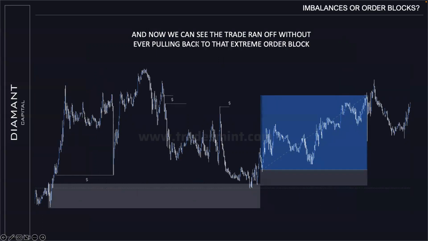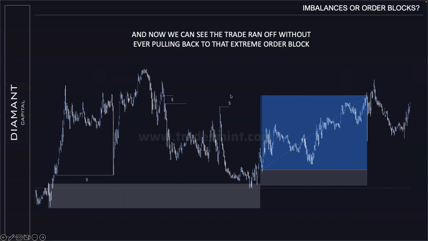So you can kind of see how the trade ran off without ever pulling back to that extreme order block. If we entered from the imbalance, this is what you could have got. And what's this? Probably a 1 to 5, something like that. Definitely better than nothing, right?